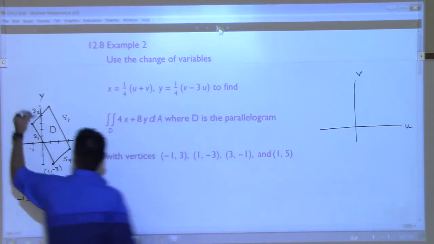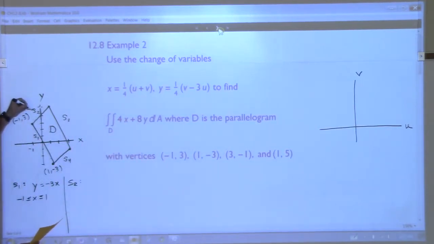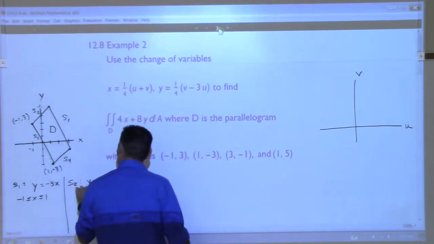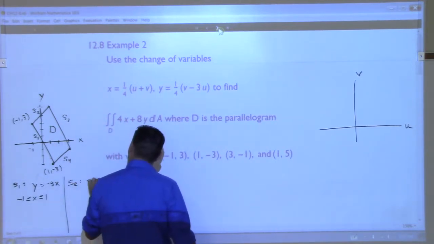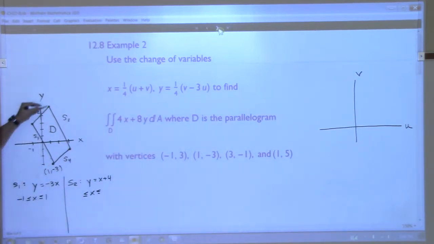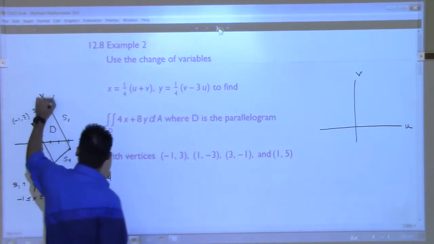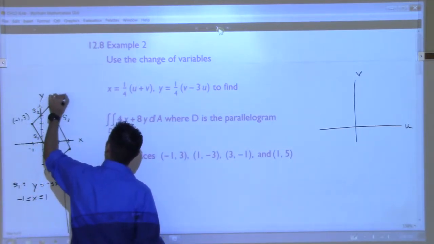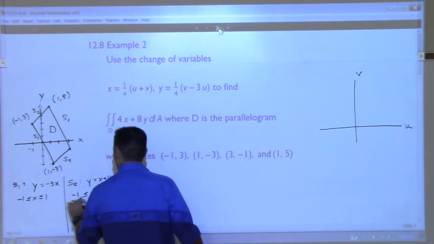S2 is this one right here, and to save us some time, the equation of that line is y equals x plus 4. And what are my restrictions on x here, if I'm going to draw that line segment? Negative 1 to 1 again, looks like, right? Yes it is, because that's the coordinate of this point, 1, 5. So negative 1 to 1.